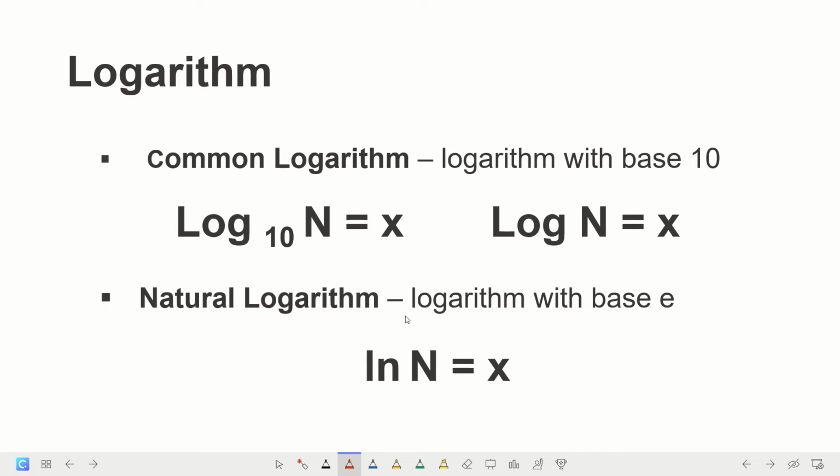For the logarithm with base 10, it is called the common logarithm or the Briggsian logarithm. I forgot the spelling of Briggsian, but let's just call it the common logarithm. The common logarithm has a base 10. So in your calculator, the log function is to the base 10.